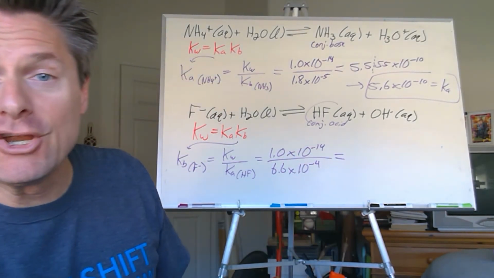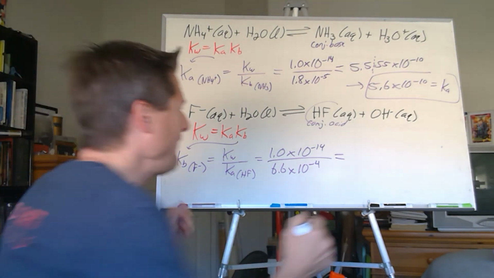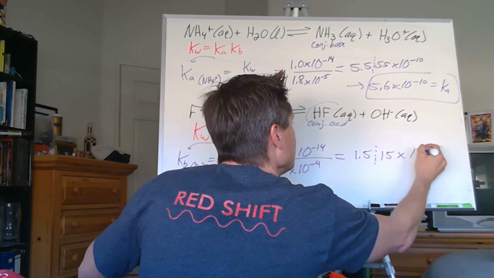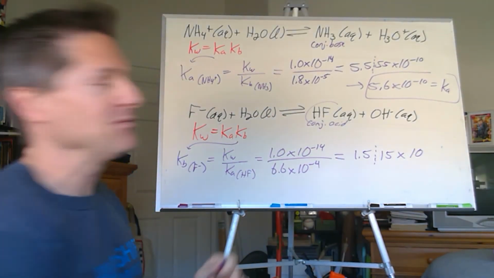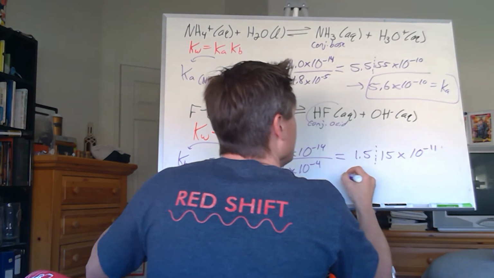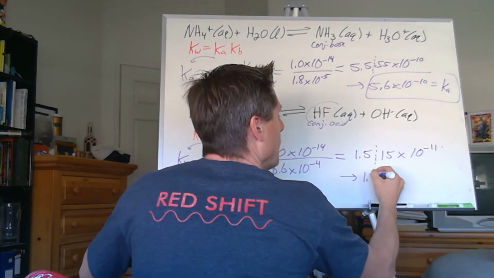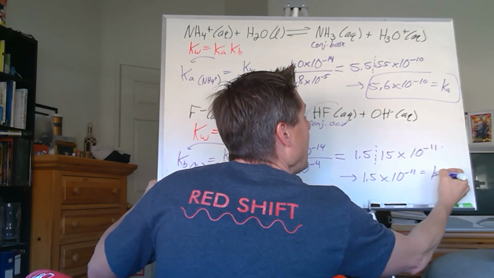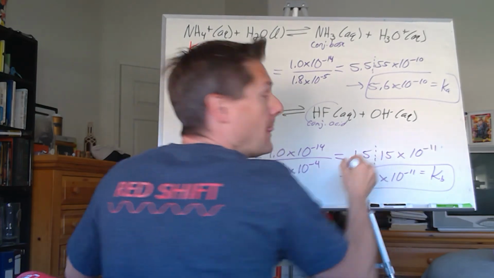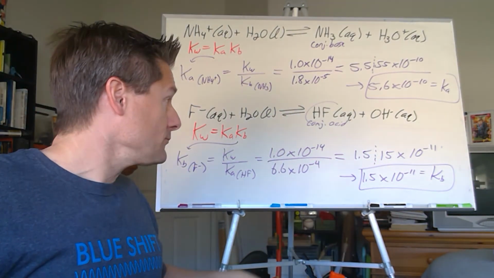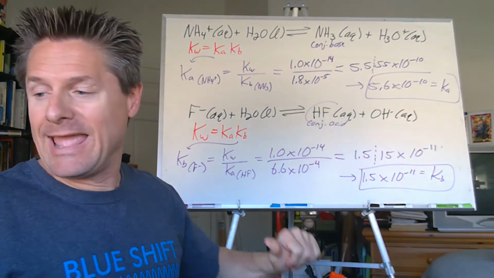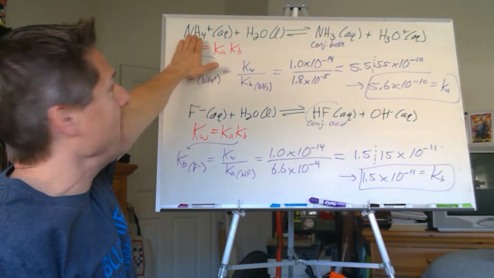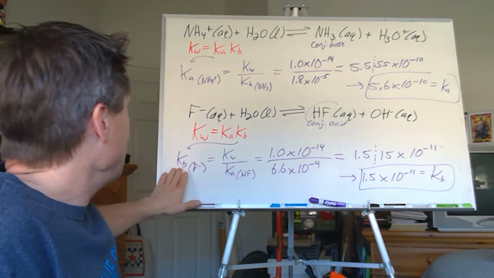Two significant figures all around, and I get 1.515. Good to two significant digits. Right, put that vertical dashed line times 10 to the minus 11th. So that does not round up, so it'll be 1.5 times 10 to the minus 11th equals our Kb. Rocking and rolling. Now all we've got to do is compare the Ka for the ammonium ion versus the Kb from the fluoride ion.